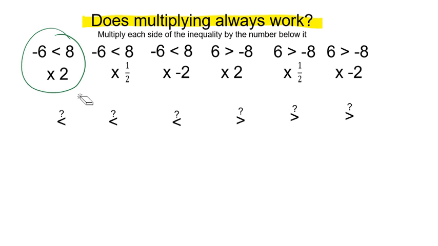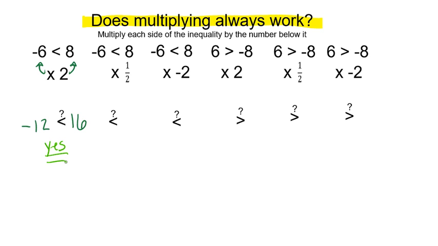So negative 6 times 2 is negative 12, and 8 times 2 is 16. So again, we multiplied both sides. Is negative 12 less than 16? And we see that the answer is yes, that is true. Negative 12 is less than 16.